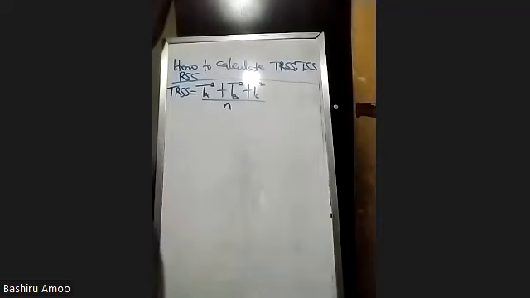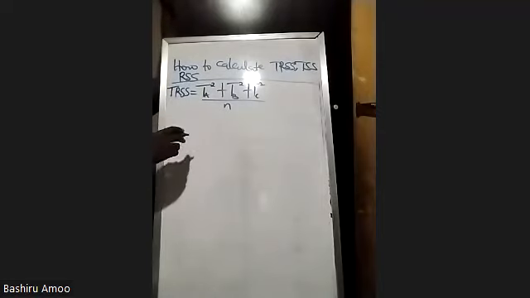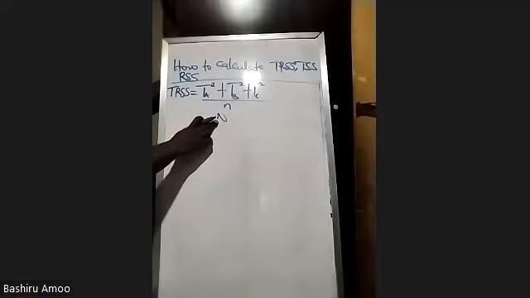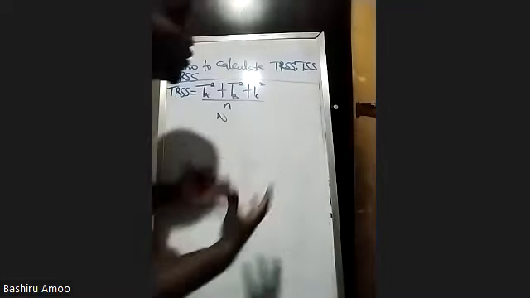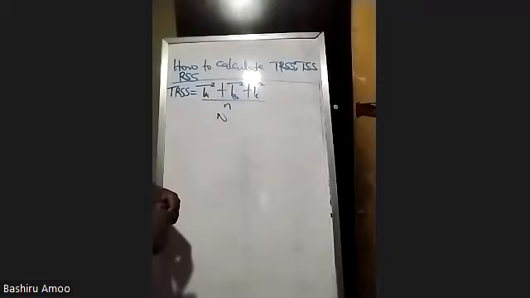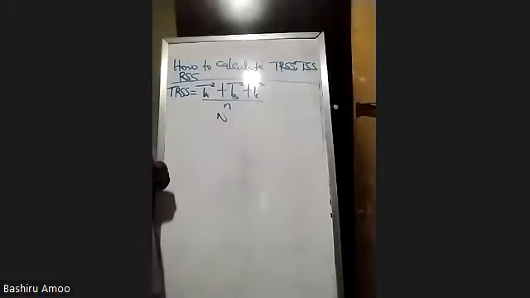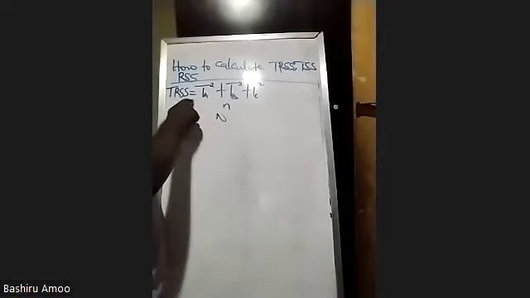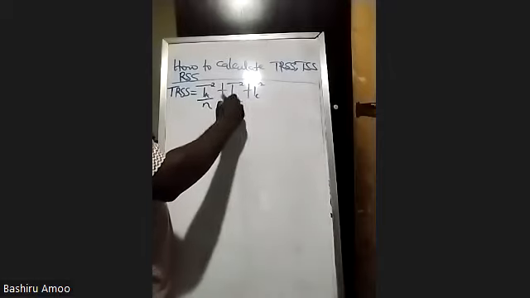Divided by n. Class, take note of something here. This small n, the number of observations of each treatment alone, is different from the big N, which is the total number of observations given to us. If the number of observations per treatment is the same, you can divide everything by n. But if the number of observations is not the same, I can divide each treatment with a separate n.